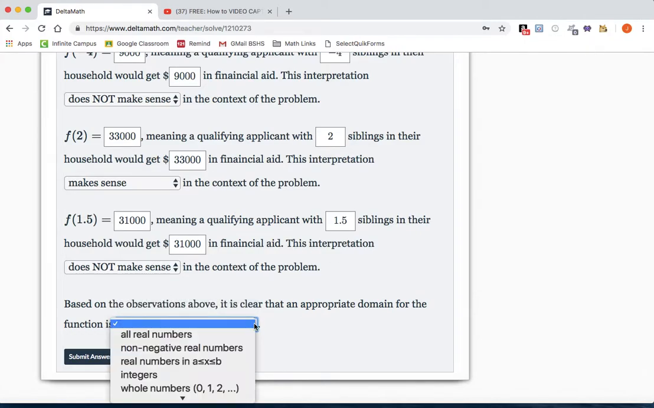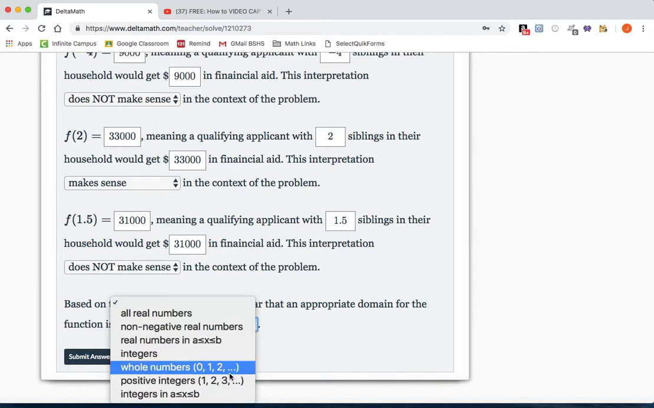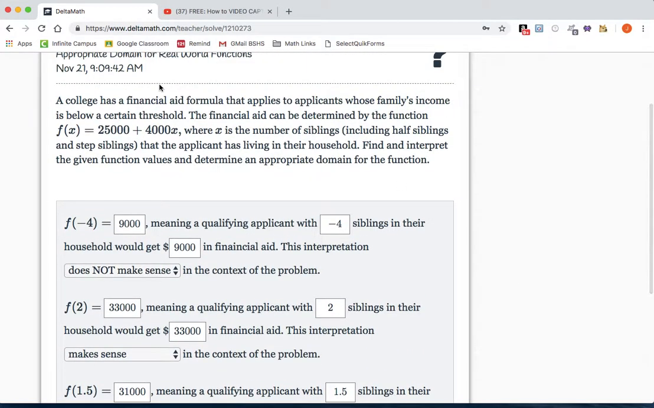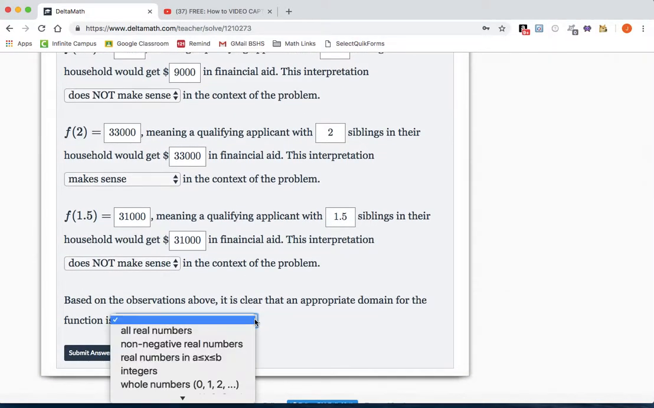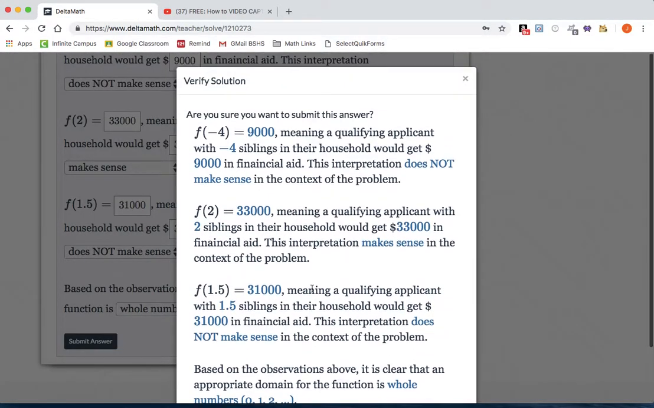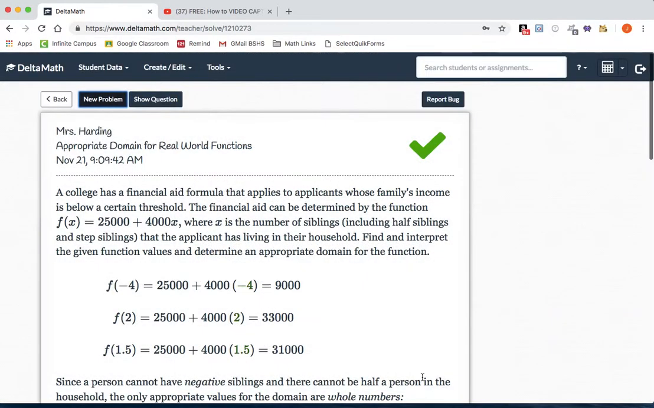Okay? So the only difference between whole numbers and positive integers is that the number 0 is one of the whole numbers. So let's see, would it make sense if I plug 0 in? Well, 0 siblings. You can have 0 siblings. So that would make sense. So that's why I'm going to choose whole numbers for my domain. Submit my answer. Yes, this is what I want to submit.